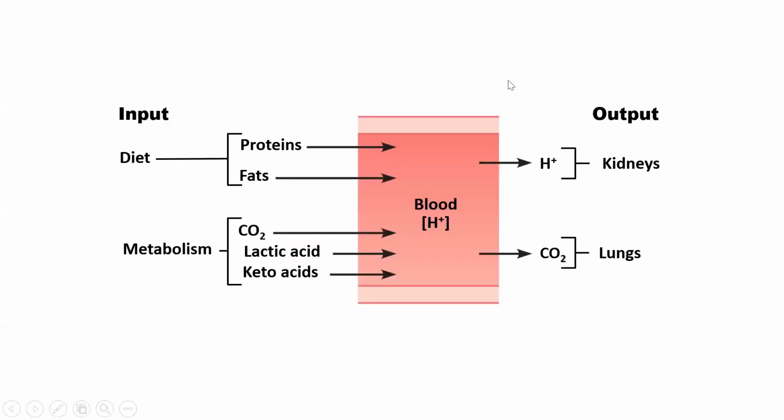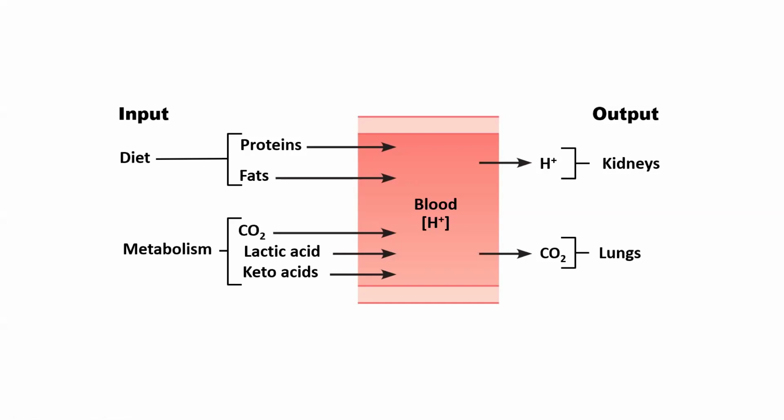Alrighty. So here we can see some of the inputs of acid to our physiology, right? We've got proteins, which are acidic in their nature. We've got fats, which are acidic in their nature. And so the more protein and the more fat we intake in our diet, the more acidity we put into our blood. Likewise, we have metabolic processes which are releasing these acidic byproducts, carbon dioxide being one of the major byproducts of cellular respiration, lactic acid being a byproduct of muscle metabolism, and then keto acids being a byproduct that is quite acidic as well.